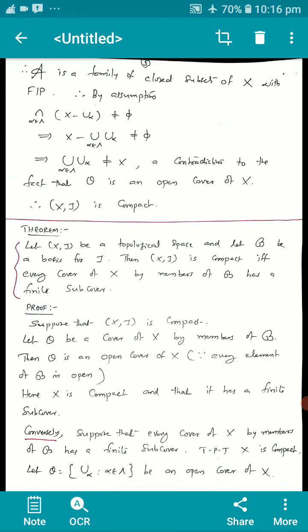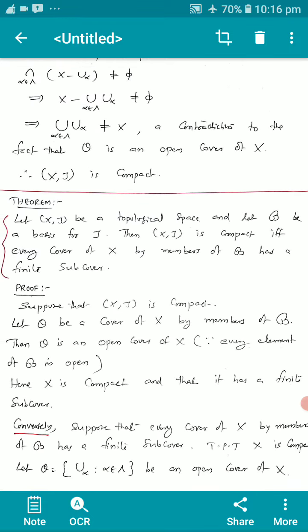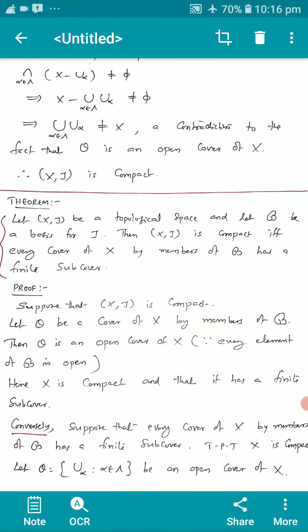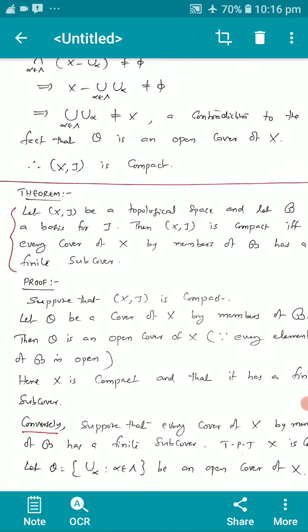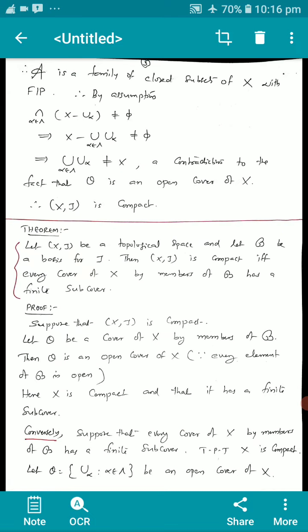Next theorem: let X be a topological space and let B be a basis for tau. Then X is compact if and only if every cover of X by members of B has a finite subcover. We are taking B as a basis here, and we are considering the collection of members of B, that is, the basis elements, as an open cover. In that way the discussion is going on.